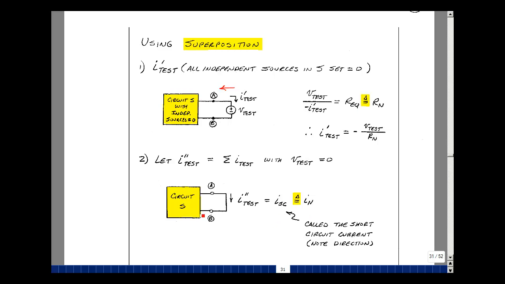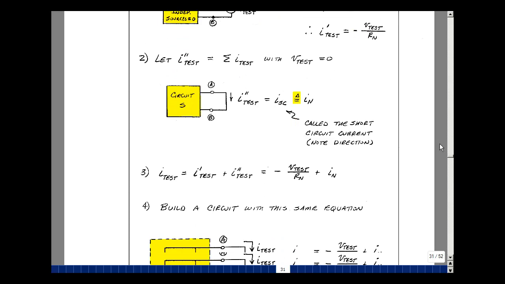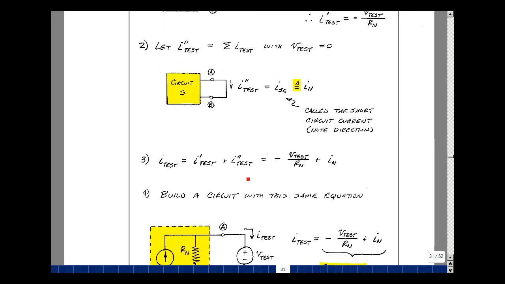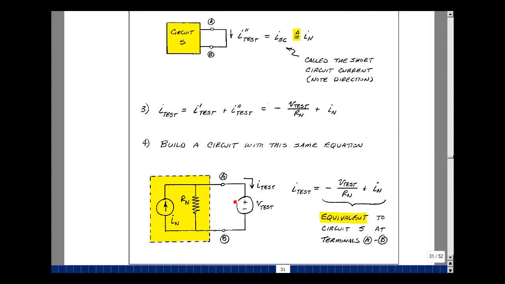Now this is due to all the sources in this box, and applying superposition, we would just get a summation of terms that would give us this result. Put the results together. So the value of I test is I test prime plus I test double prime, and that's equal to our first result plus our second result. So given a box where we apply V test and a current I test comes out of it, can you make up a circuit that does this?